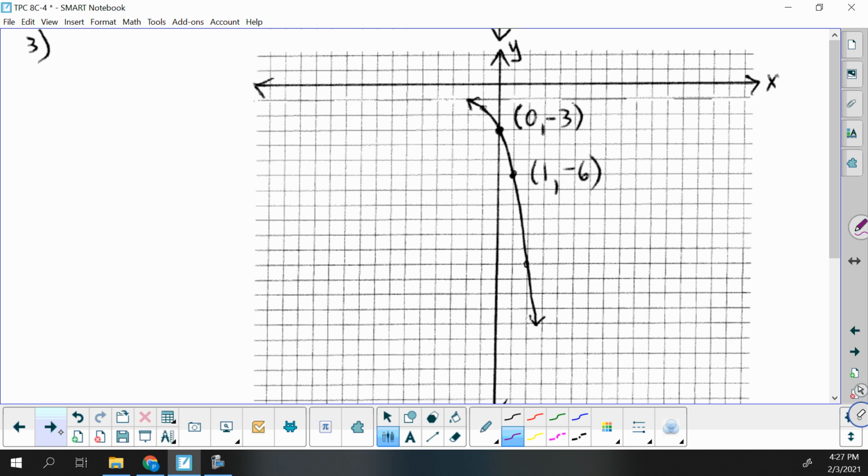Moving on to 3, we've got our x's and y's. So we'll fill them into y equals a times b to the x. So we'll have -3 equals a times b to the 0. For the other one, we'll have -6 equals a times b to the first.